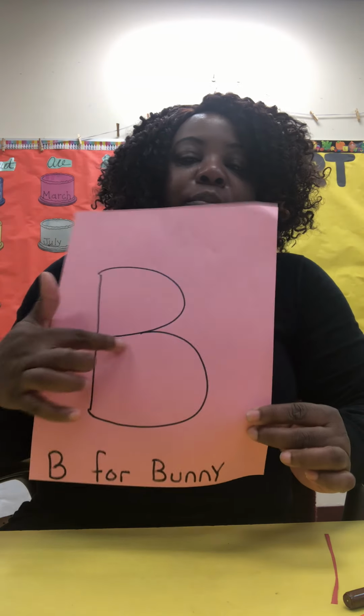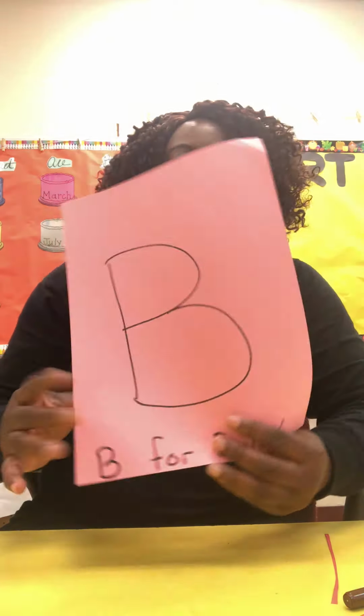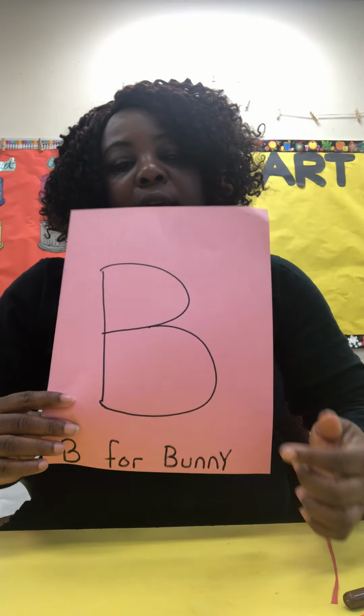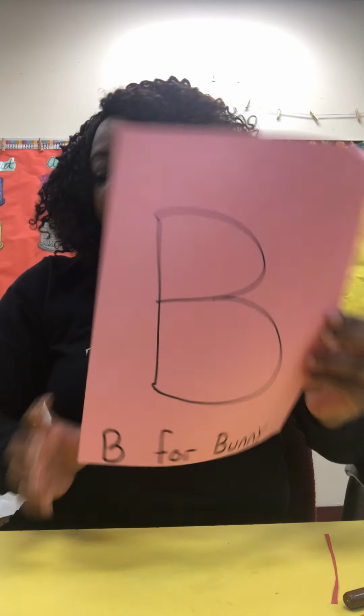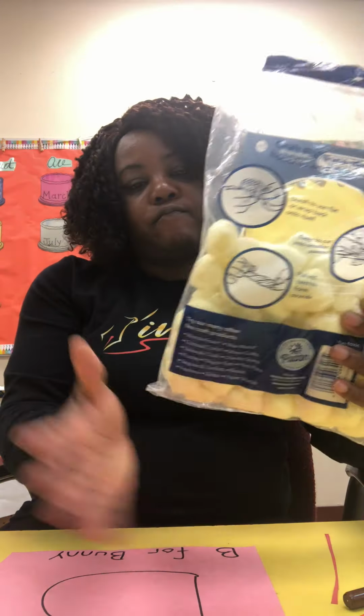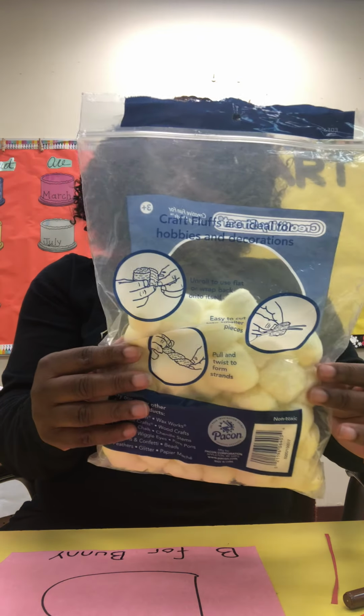My second activity has to do with the letter of the week, which is B, and the sound is B, B, B. What we are going to do is make a bunny, B for bunny. So we have the B on the paper already, B for bunny. And what you would need is these, which are called craft fluffs.